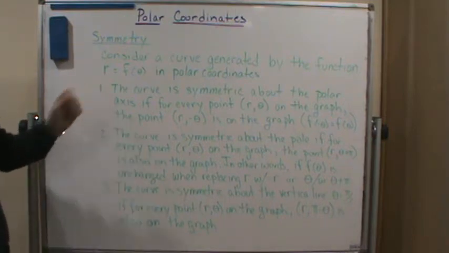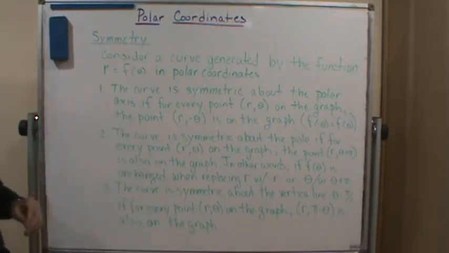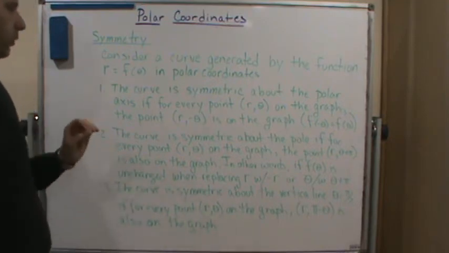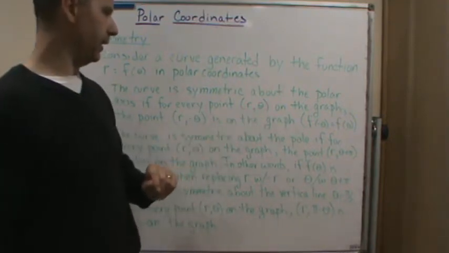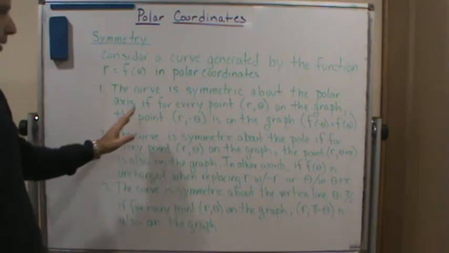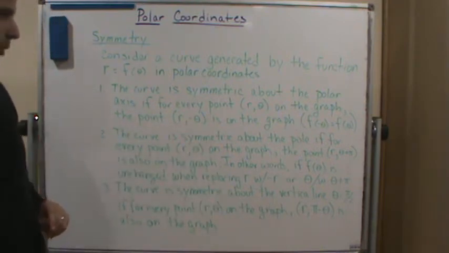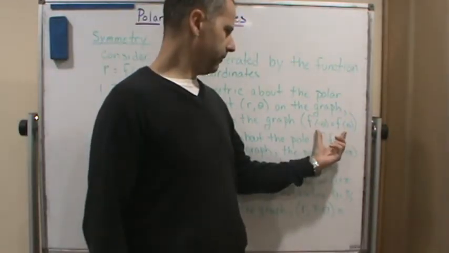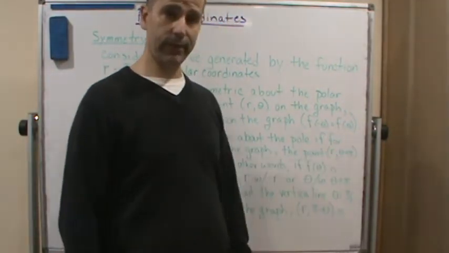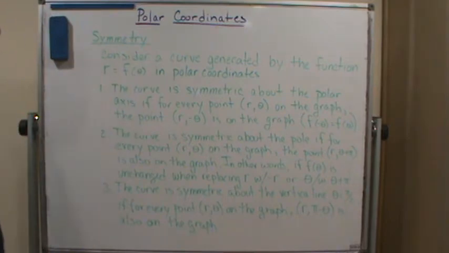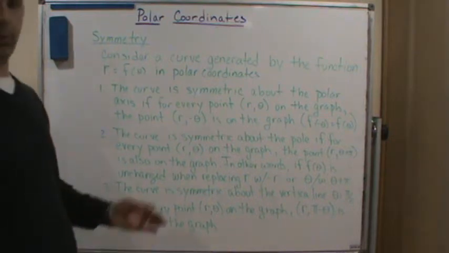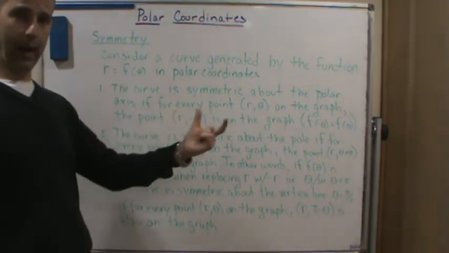So one, the curve is symmetric about the polar axis if for every point r comma theta on the graph, the point r comma negative theta is also on the graph. So in other words, if f of negative theta is the same as f of theta, then we have symmetry. Okay, and it's symmetric about the polar axis. Okay, so the polar axis, remember, is the positive y-axis.